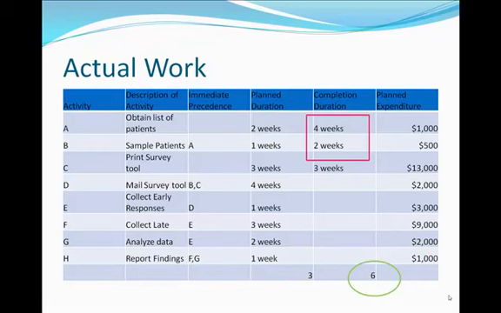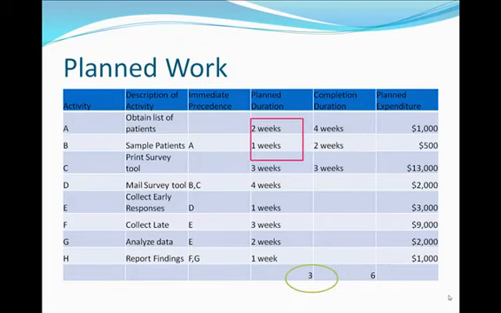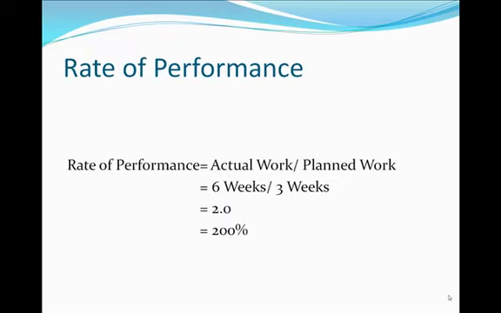To calculate actual work, we sum the duration of parts A and B to get 6 weeks. To get planned work, we will add planned duration for activity A plus activity B. 2 weeks plus 1 week equals 3 weeks. Using the actual work and planned work that we calculated, we can find the rate of performance. After plugging these numbers into the equation, we get 6 divided by 3 to equal 200% rate of performance.